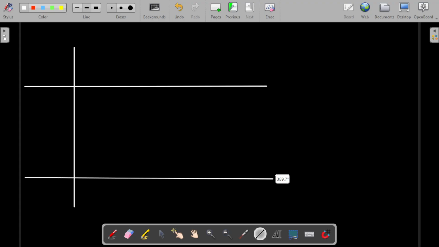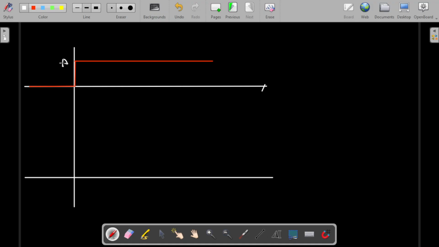For simplicity, let me draw a unit step signal. For now you may not know what a unit step is, but once I have completed the classification of signals, you guys will know. So this is the unit step signal, which means the value will be there only when t is positive. Before that the value will be 0. The amplitude will be A, and this axis is t, and this is x of t.